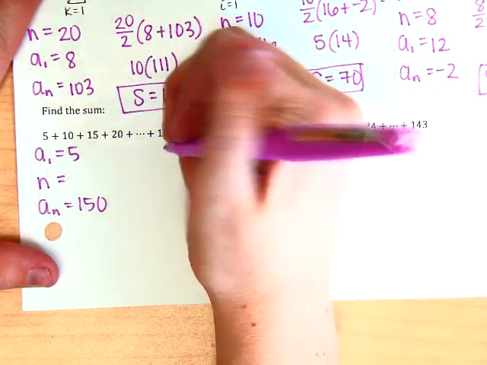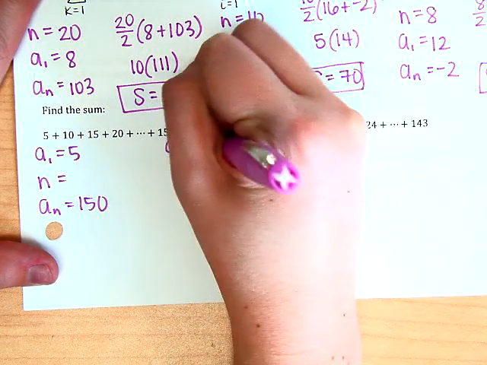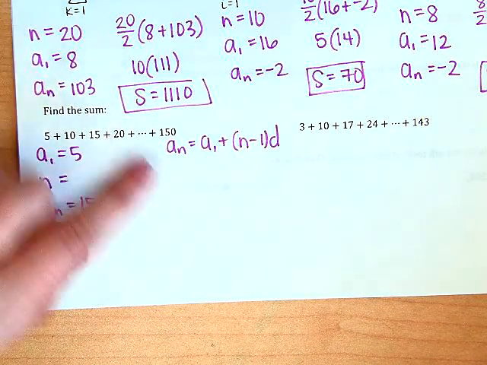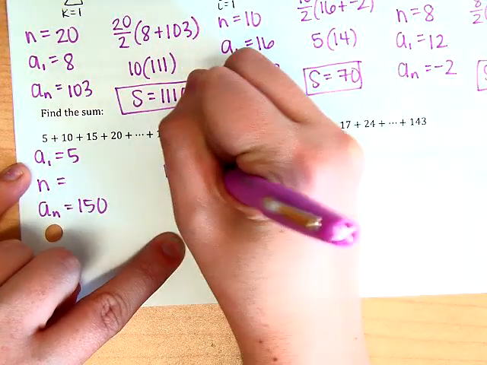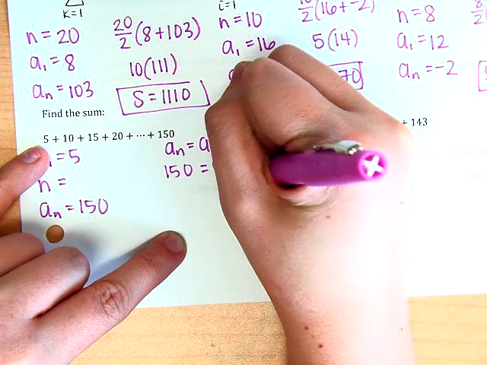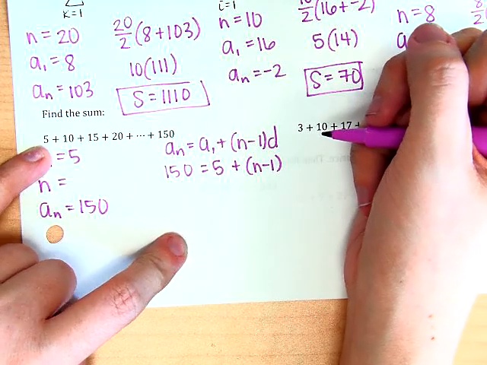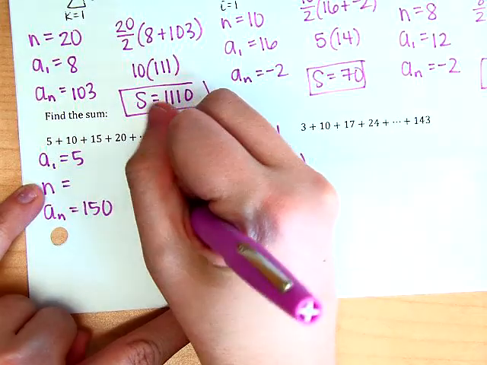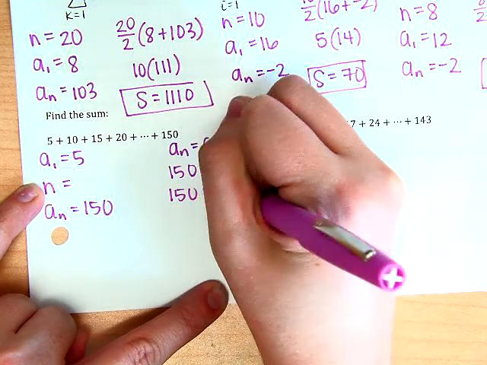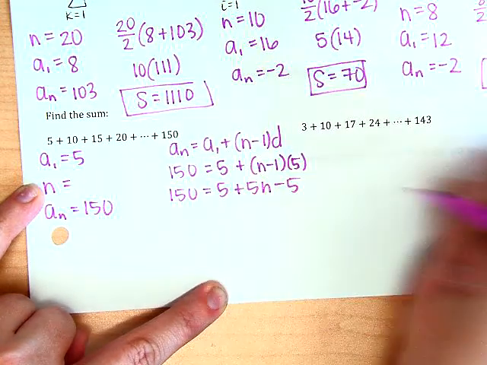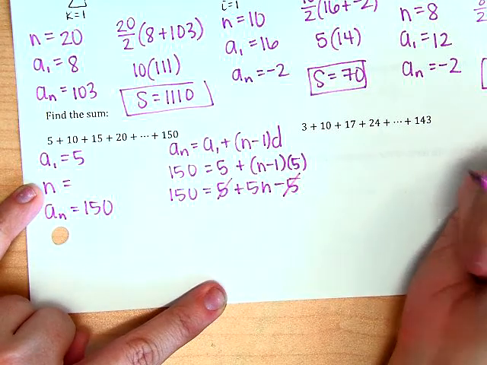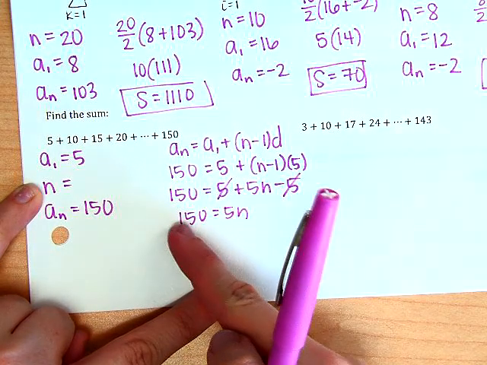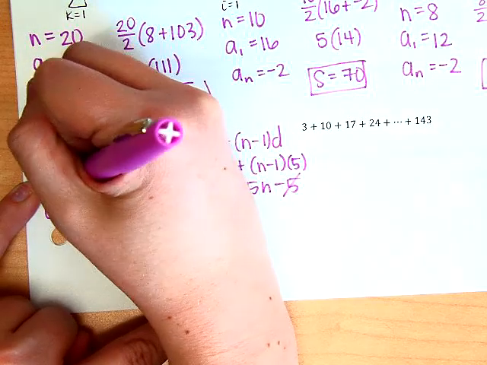So if I go back to my formula, an equals a1 plus n minus 1 times my common difference, I can fill stuff in. My last term is 150 equals my first term plus n minus 1 times my common difference. What am I adding each time? I'm adding 5. So then if I go to solve, 150 equals 5 plus 5n minus 5. These go away. So 150 equals 5n. So my number of terms, n, is 30.